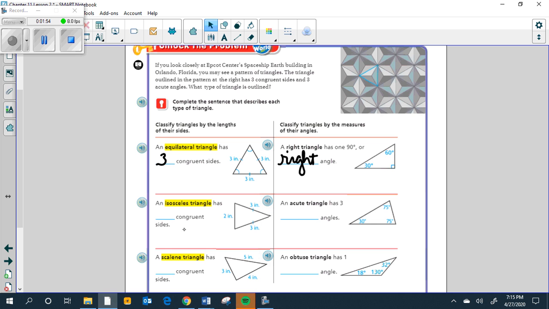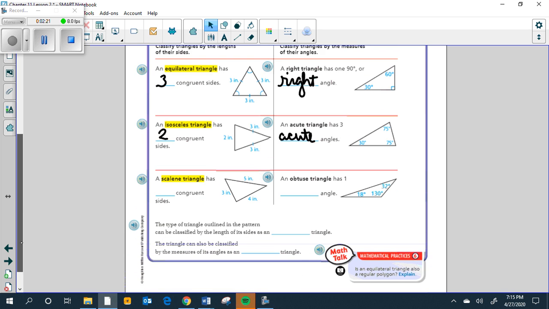An isosceles triangle has 2 congruent sides. Here you see this side and this side are the same, making them congruent. So this is an isosceles. An acute triangle has 3 acute angles. Acute means it is going to be less than 90 degrees. So 75, 75, and 30, all of those are acute.